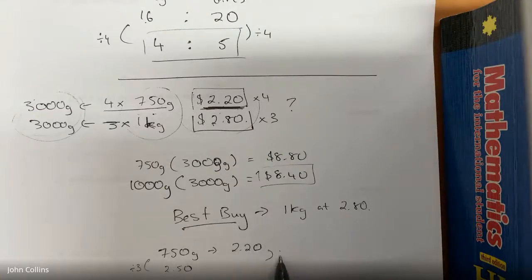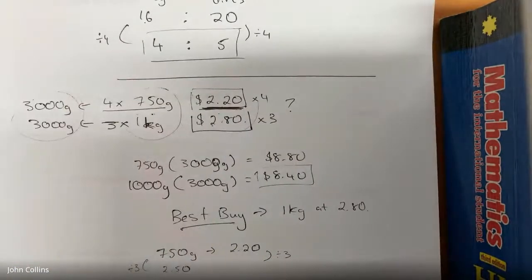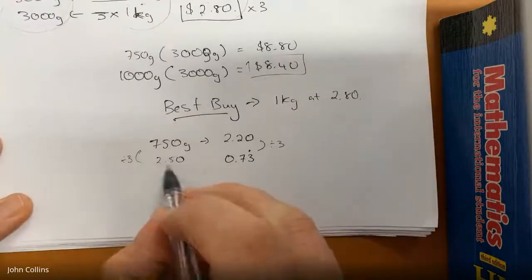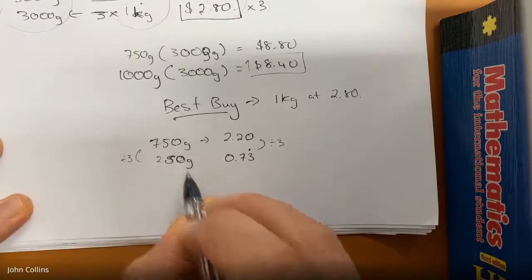So I need to divide this by 3 to get the equivalent price. Now I can do that. If I want, I can have my calculator involved in this one, which I will. 220 divided by 3. It's going to be a decimal, but it's about 0.73 recurring, so a little dot for recurring. Okay, and so that's 250 grams.